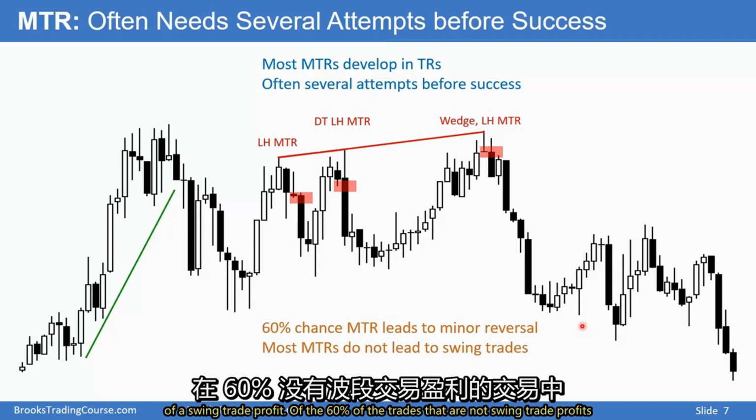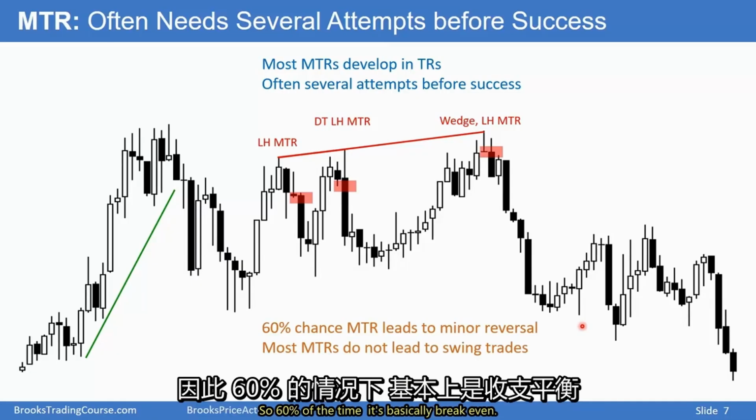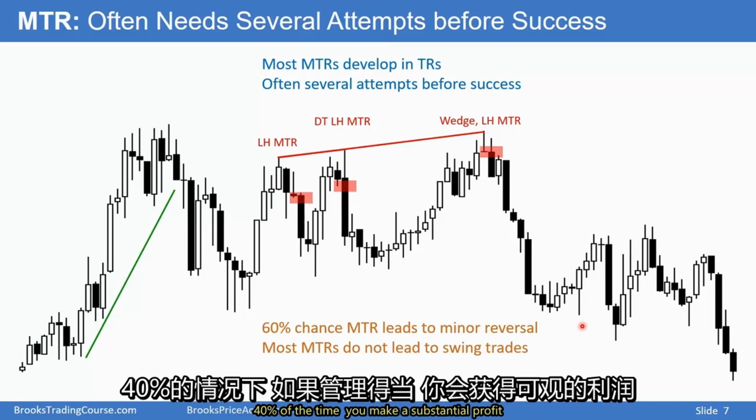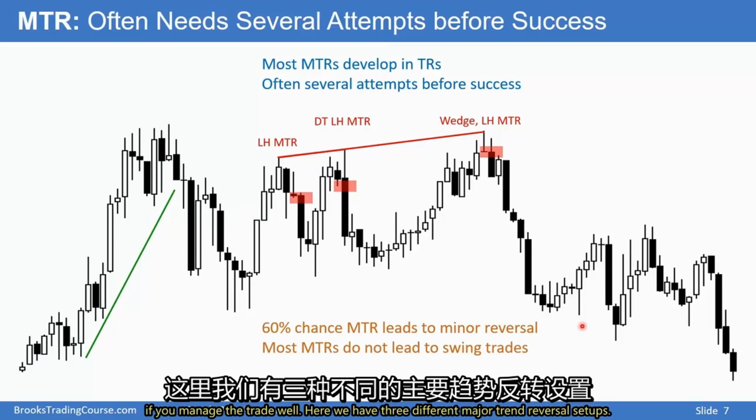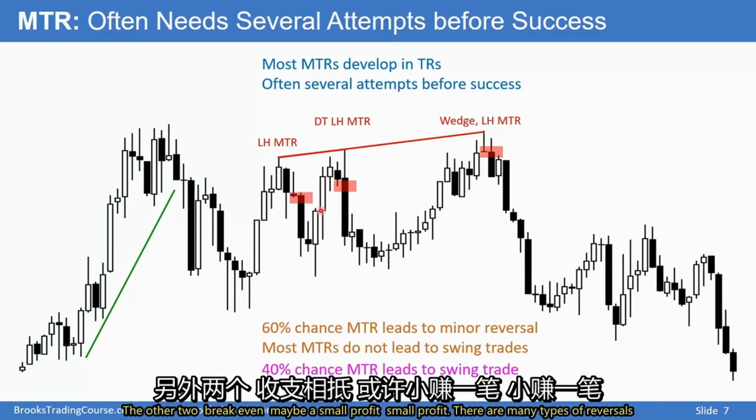Of the 60% of the trades that are not swing trade profits, half of them are small losses, half of them are small gains, and they offset each other. So 60% of the time, it's basically break even. 40% of the time, you make a substantial profit if you manage the trade well. Here we have 3 different major trend reversal setups. 1 out of the 3 led to a swing trade. The other 2, break even, maybe a small profit, small profit.